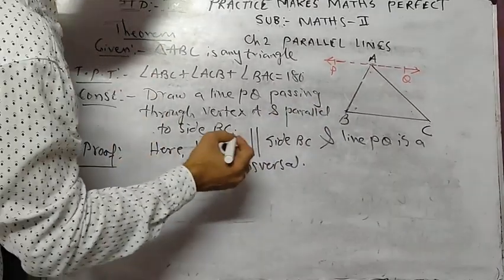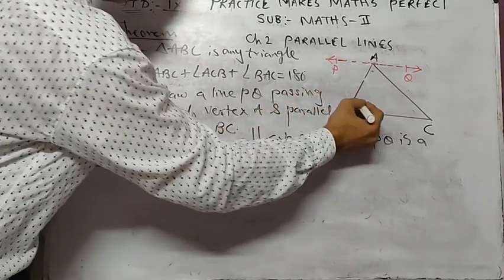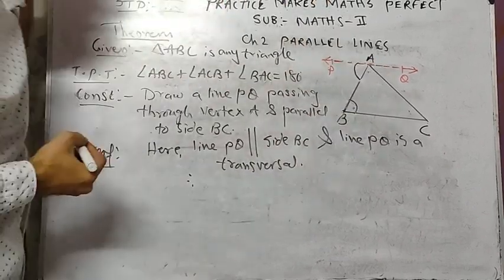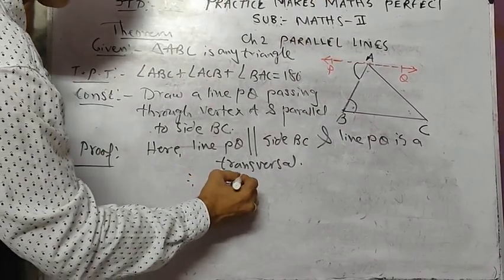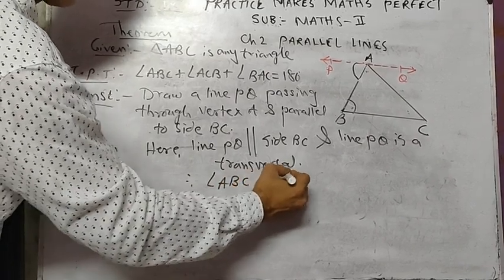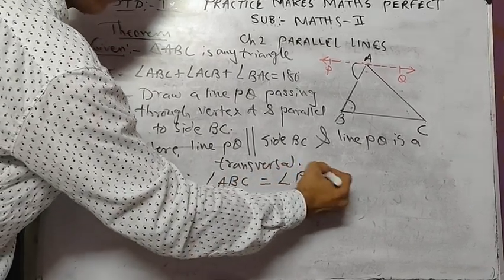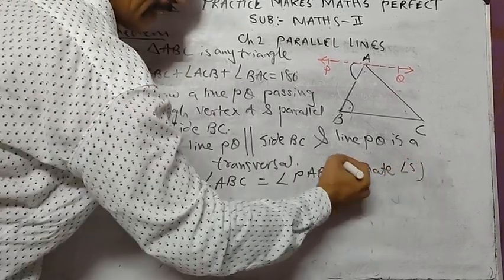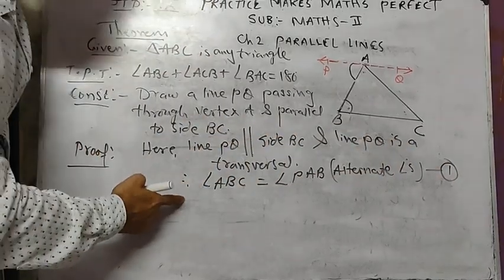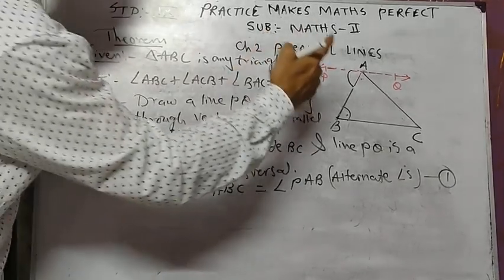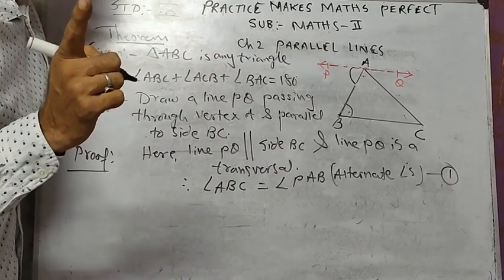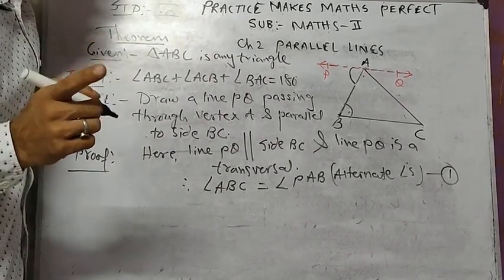See, pay attention. Alternate angles are which? You will get this angle and this angle as your alternate angles. Therefore, angle ABC is equal to angle PAB. Reason: alternate angles. Give it statement number 1. It is a very important step, so we are giving the number. So first you take the help of alternate angles. All of you know alternate angles are equal.